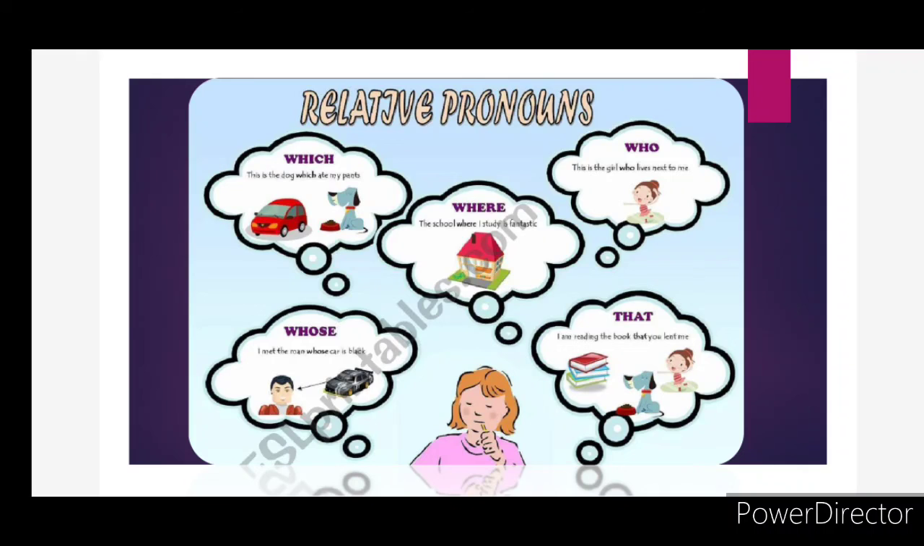The school where I study is fantastic. This is the girl who lives next to me. So you all can see that in these examples, which, whose, and who are examples of relative pronouns, and they are also called determiners. Likewise, I met the man whose car is black. So whose is an example of a determiner.